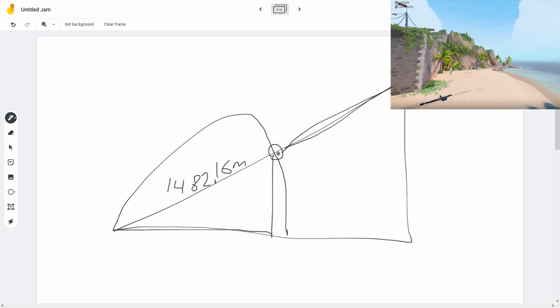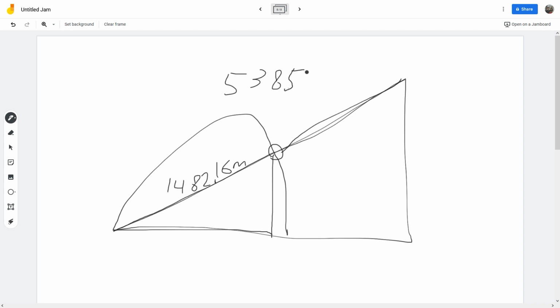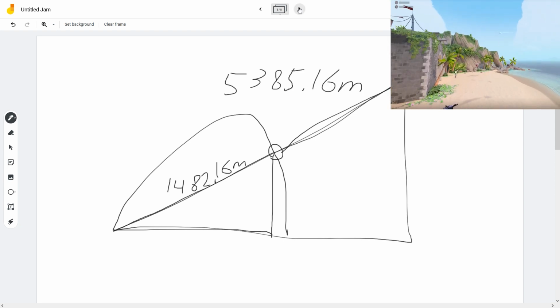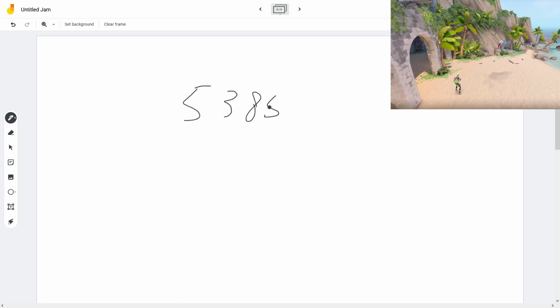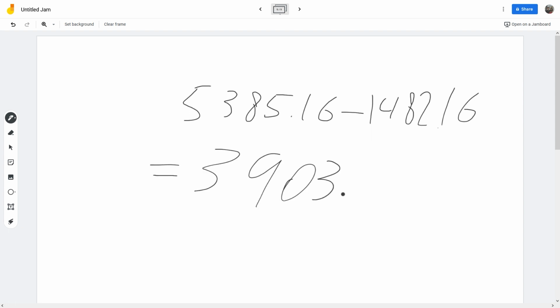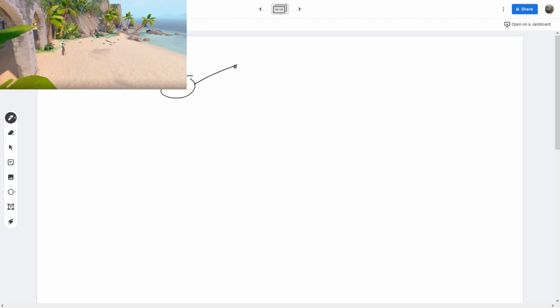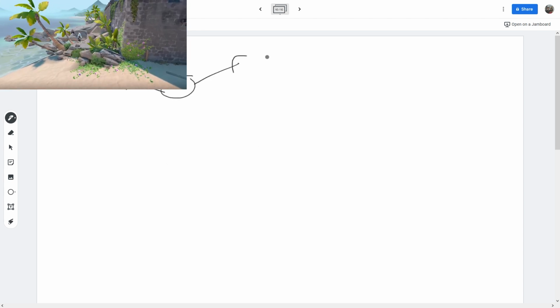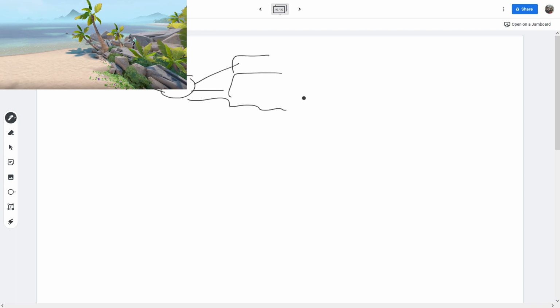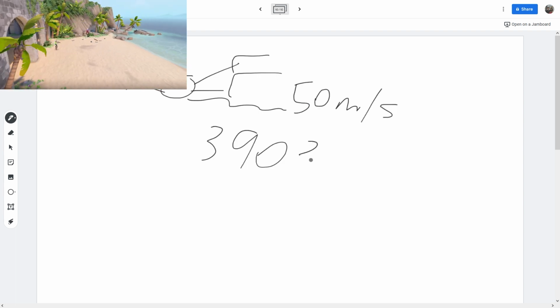The distance from the drone to the base is also required. This distance from the drone to the base is 5,385.16 meters. Subtracting these two distances gives the distance from the drone to the point of intersection. 5,385.16 minus 1,480.16 is around 3,903 meters. Taking into account the drone's speed of 50 meters per second, it takes the drone 78 seconds to reach the point of intersection.